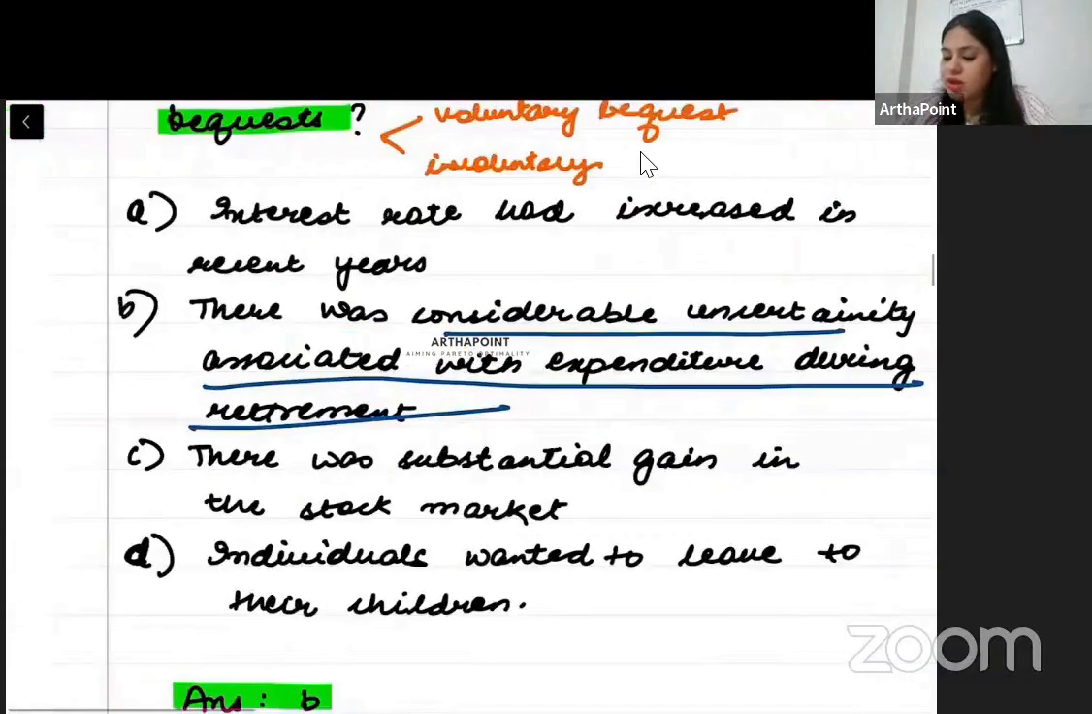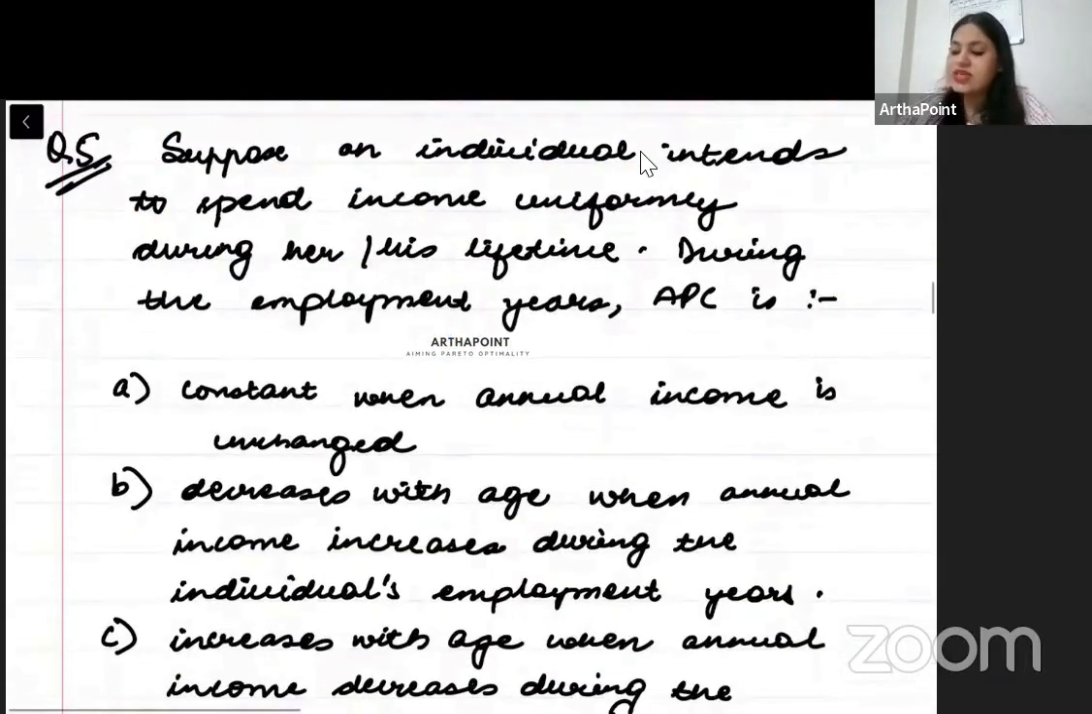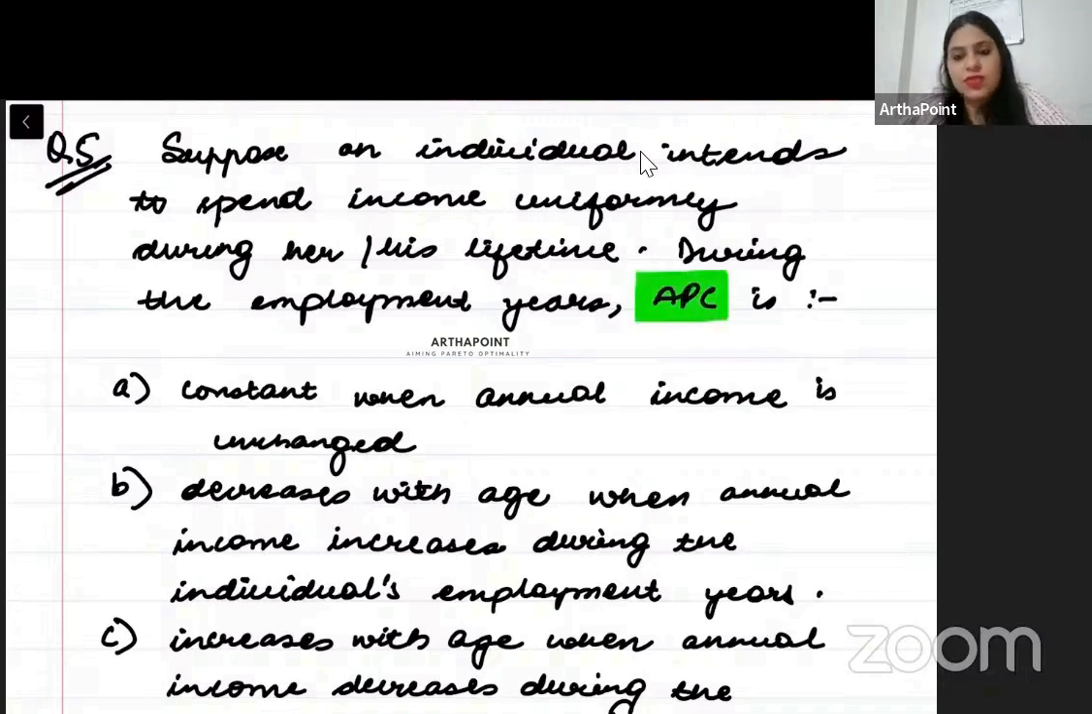Right. Okay, now let's come forward to the next question. So this says, suppose an individual intends to spend income uniformly during her lifetime. During the employment years, her APC is. So what is APC? Average propensity to consume.